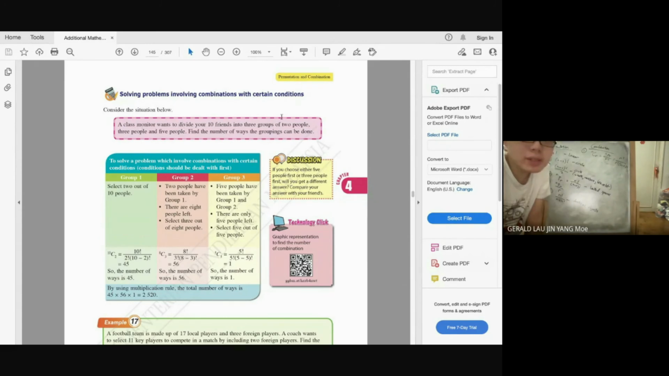Okay, so that means the first group is 2 people, the second group 3 people, the third group is 5 people, and then in total you have your 10 friends. So find the number of ways of grouping.